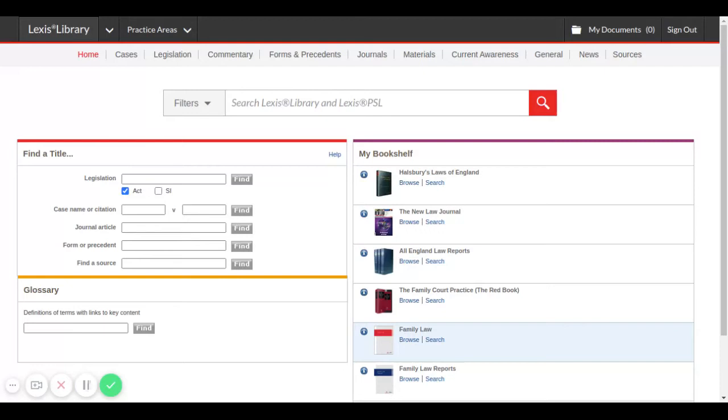If you're researching a legal topic, Halsbury's Laws of England, or Halsbury's for short, is a really good starting point. You can access Halsbury's through Lexis Library. When you're on the Lexis homepage, you'll see down the right-hand half of the screen we've got My Bookshelf. Despite the word "my", we actually all have the same bookshelf, so you'll be able to see Halsbury's Laws of England sat on it. You can either browse or you can search.